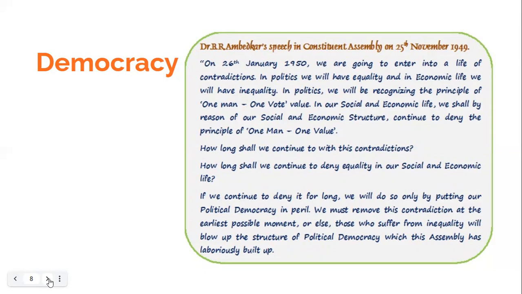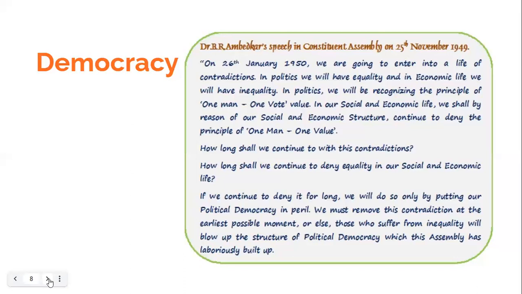He says that on 26th January 1950, we are going to enter into a life of contradictions. And what does he say? In politics, we will have equality. That is what he says, that we will have political democracy in 1950. We will have equality, that is, everybody would have a right to vote. And in economic life, we will have inequality. That is what he says, that there would be an absence of economic democracy.